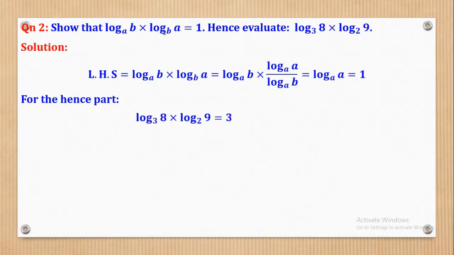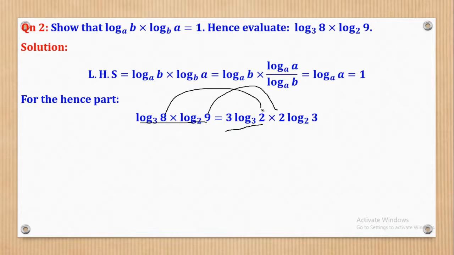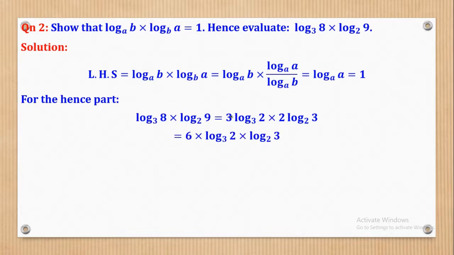Now let's go to the evaluation part. This is what is given, and this 8 is the same as 2 to the power 3. That is why you see here 3 log base 3 of 2. And this 9 is 3 to the power 2. That's why you see here 2 log base 2 of 3. This 3 times 2 will give me 6, as you see it here. Then you multiply by this and this. From there, I realize that this one is similar to this. Therefore, I equate it to 1 because they told us it will be equal to 1, and that will be the answer.